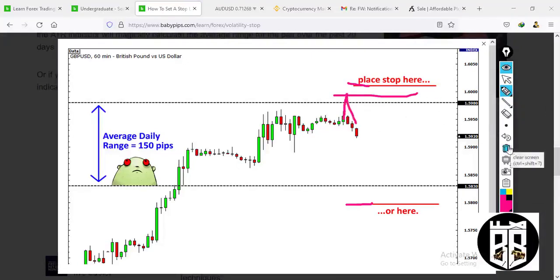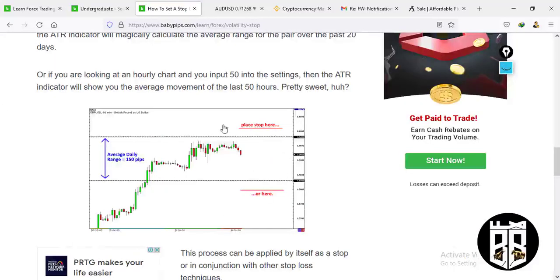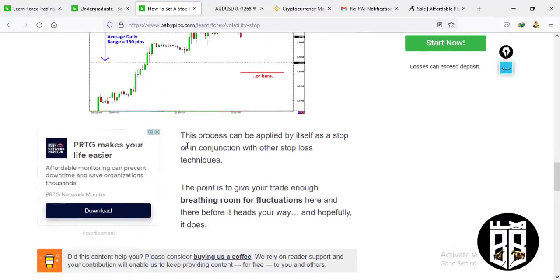But this can easily spike and come down. Every market is crazy. It can do whatever it wants to do. So being on the very, very safe side is very, very good. This process can be applied by itself as a stop or in conjunction with other stop loss techniques that you have in your trading toolbox. The point is to give your trade enough breathing room for fluctuations here and there before it heads your way, and hopefully it does head your way to smash your take profit.